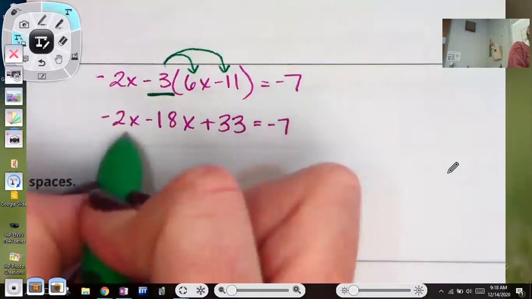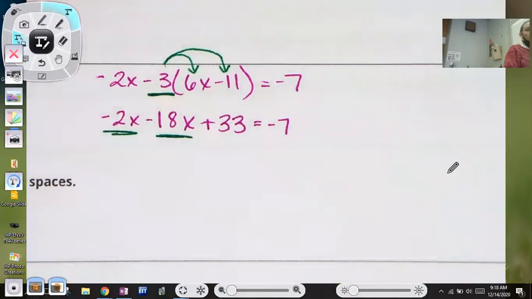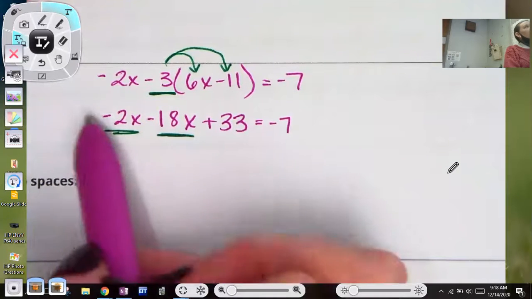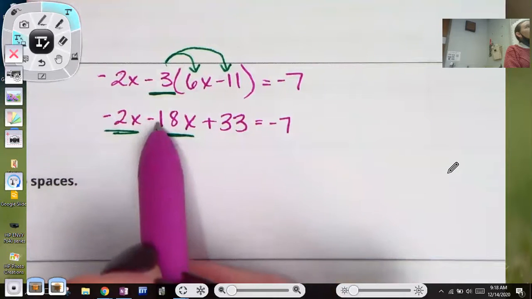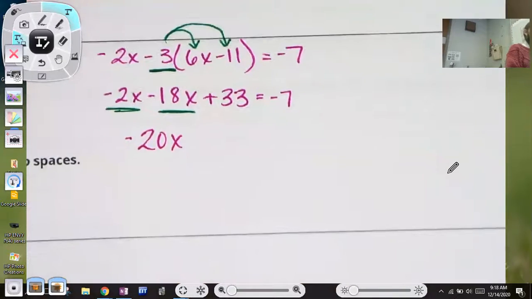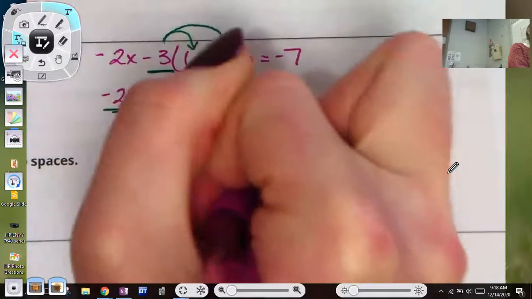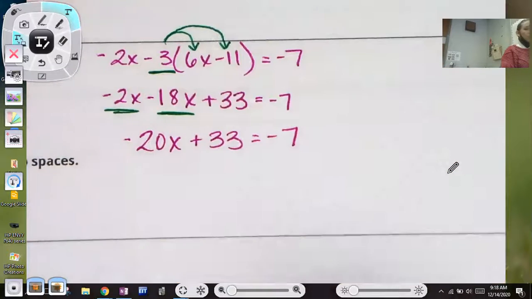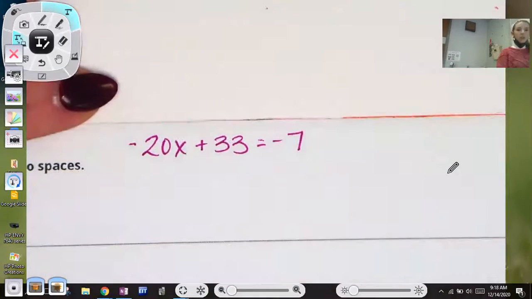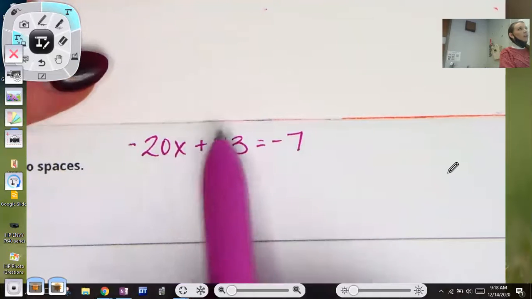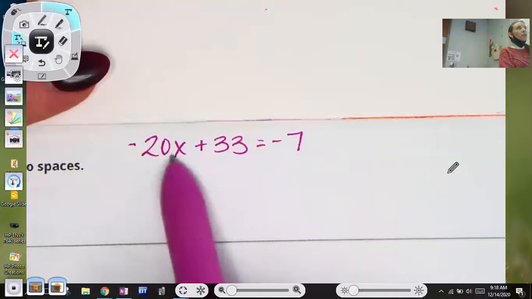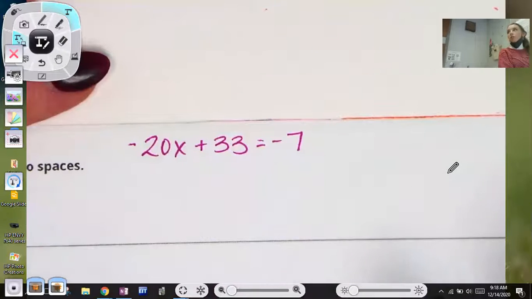All right, so now we have these like terms. After we distribute, our next step is to combine like terms. So I have a negative 2 minus 18. It's going to give me a negative 20x plus 33 equals negative 7. So now, because I've simplified it, I have an equation in one variable, so I'm ready to solve for x and find the solution.